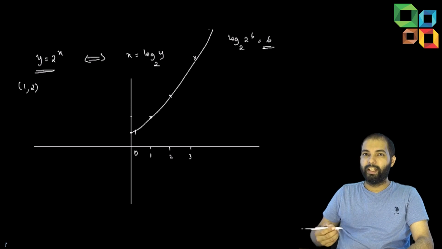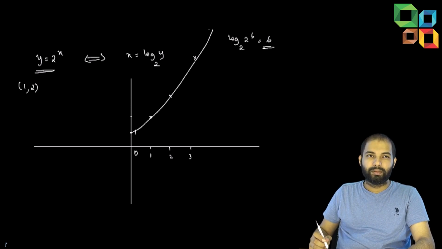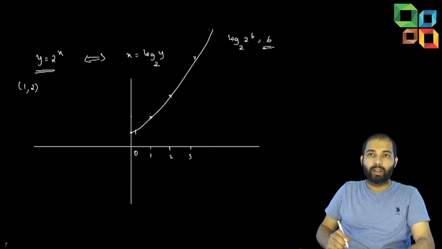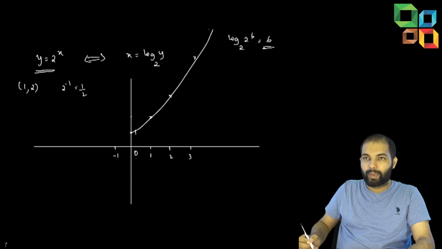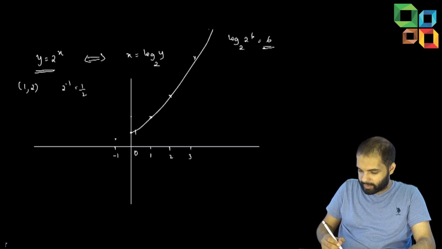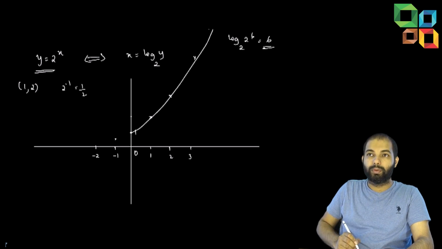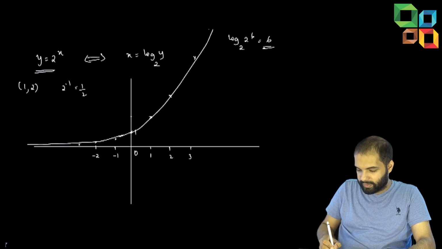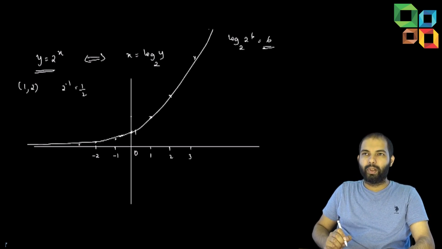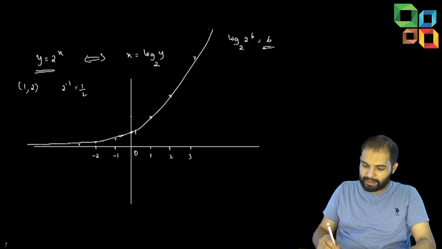Fine. For the negative side, what will happen? It will go towards 0. If I take -1, 2 power -1 is half, which is exactly midway here. Now if I take -2, again it is half of that value, which is 1/4. So you can see it will continue, coming closer to the x-axis, very close, but I don't think it will ever touch it, because I don't see a point where this can be equal to 0.